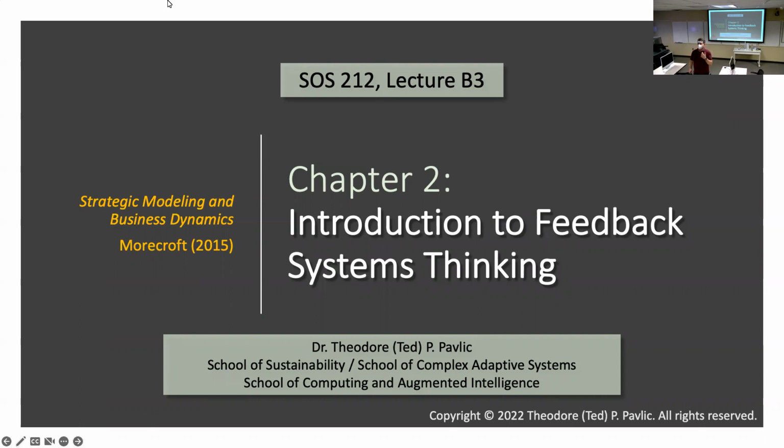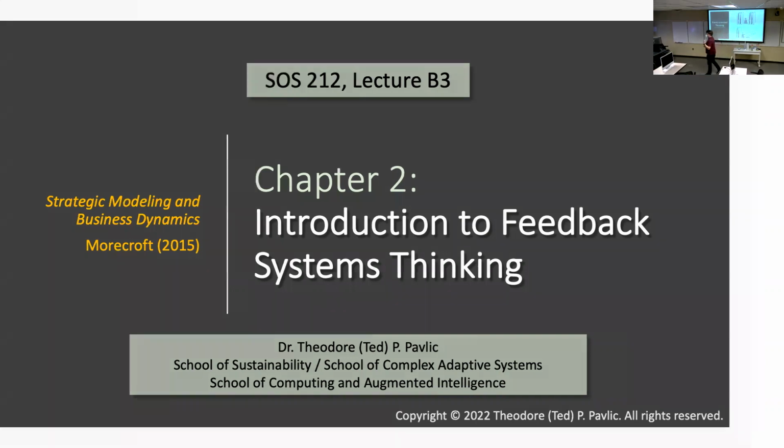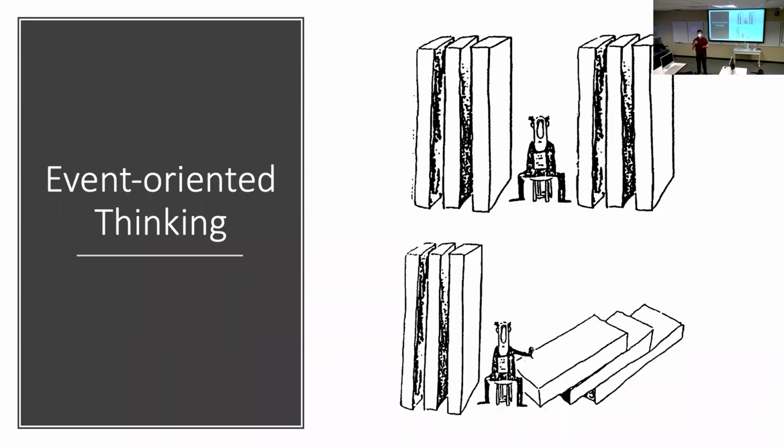So, chapter 2 this time in Morecroft. We're starting to get a little bit deeper into things. Hopefully those of you who felt that chapter 1 was a little simplistic will start seeing that we're starting to trickle in complexities as we go. This whole chapter was about the distinction between event-oriented thinking and the feedback systems perspective.